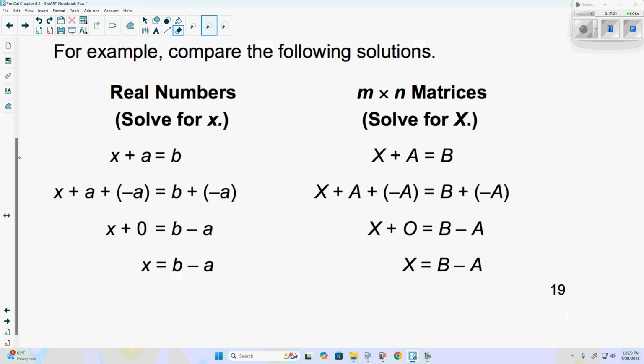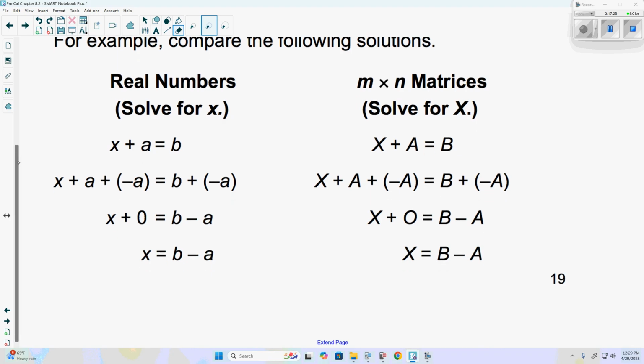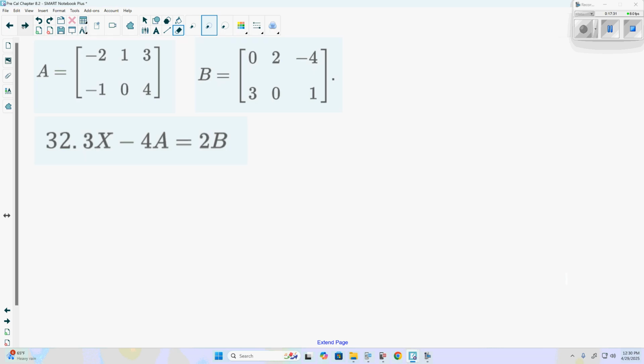Now we can solve these with real numbers. X plus A equals B. X plus A plus negative A equals B minus A. Essentially, we can move stuff over. Same thing's true with matrices. We can add and subtract to solve. Now, the reason we have that is, well, we're going to look at this here. We're going to solve for X, matrix X. We want to find out what it is.